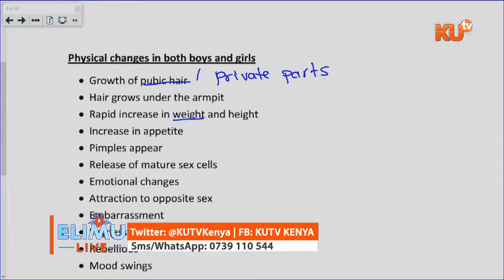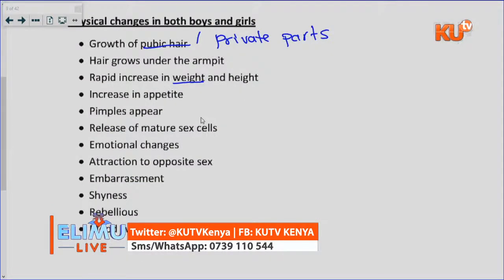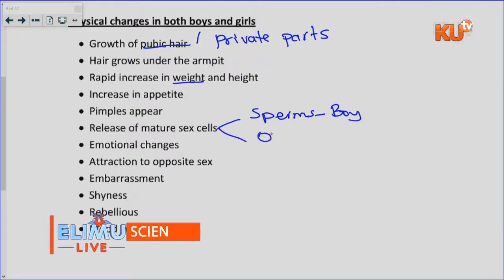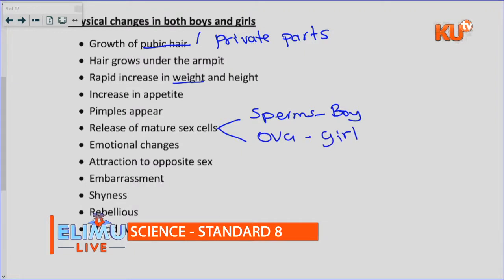So we also have pimples that appear on the face for both boys and girls. Release of mature sex cells. So the mature sex cells here, I'm talking about the sperms, and the sperms are produced by the boy child. And then we also have the ova, or the ovum in singular, and these ones are produced by the girl child. Then we have the emotional changes. Emotional changes, I said it deals with your feelings.